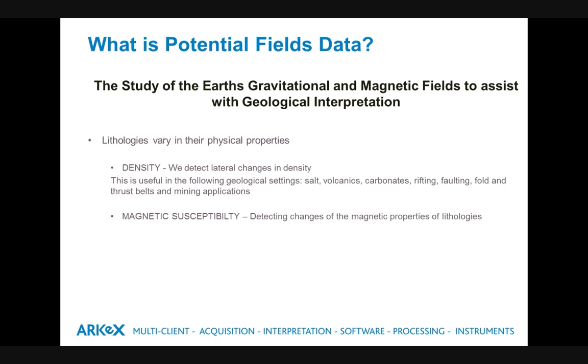We are also able to measure the physical property of magnetic susceptibility. Now, measuring magnetic susceptibility allows us to detect changes in the magnetic properties of lithologies. So, for example, we know that igneous rocks are more magnetic than sedimentary rocks. And by measuring these different physical properties, we can essentially see what's going on underneath our feet. It's similar to X-rays or CAT scans in the medical profession. We're trying to understand something we can't directly see, and we're trying to do this through the measurements of gravity and magnetics. Now, gravity and magnetic data can be acquired either on land, from the air, or at sea.